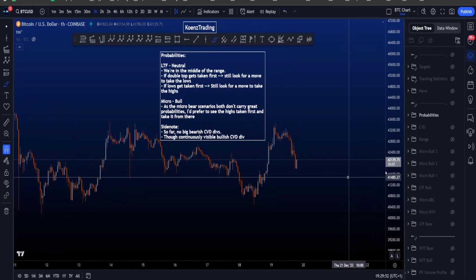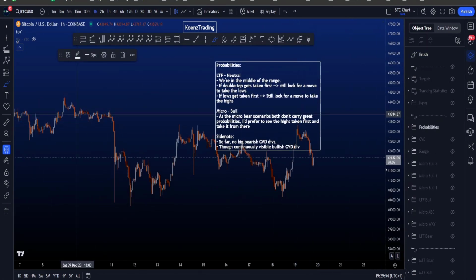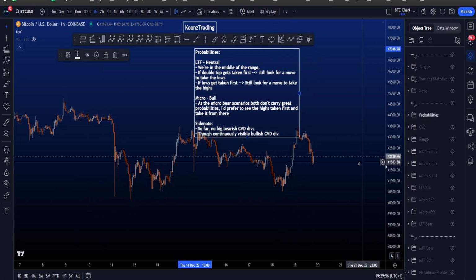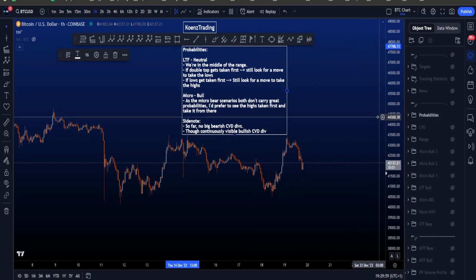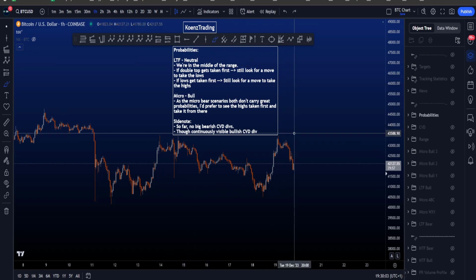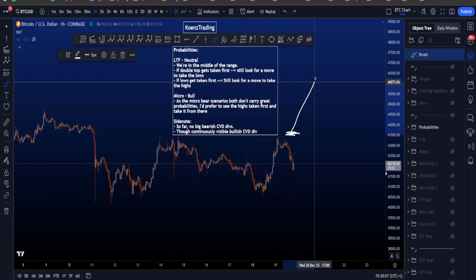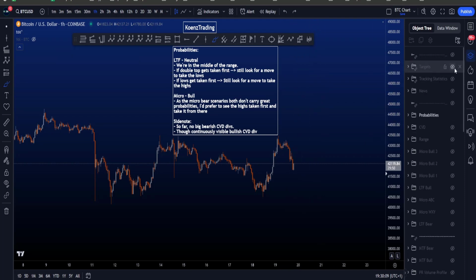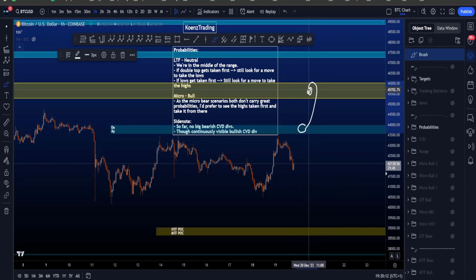If we then look at the probabilities of the different scenarios, then on the low time frame, I write here neutral, we're in the middle of a range. If the double top gets taken first, meaning if price is going to take 43.5k first and potentially move higher, of course, if we can break the blue box, I'll be looking for the golden box.